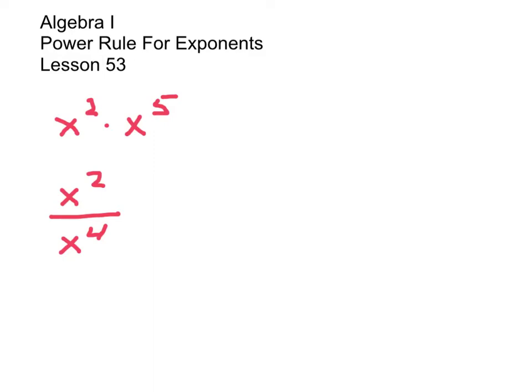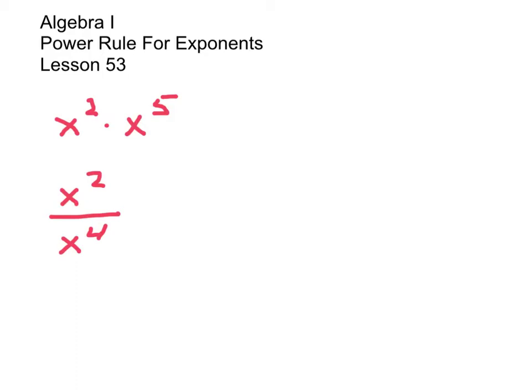We're going to talk about the power rule for exponents. And we've worked with exponents already. We've talked about what happens when you multiply powers. So for example, with what I have written here, I have x squared times x to the fifth. So what we're doing here is we're multiplying powers.